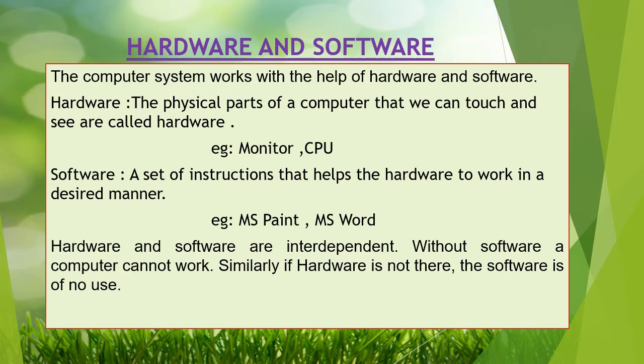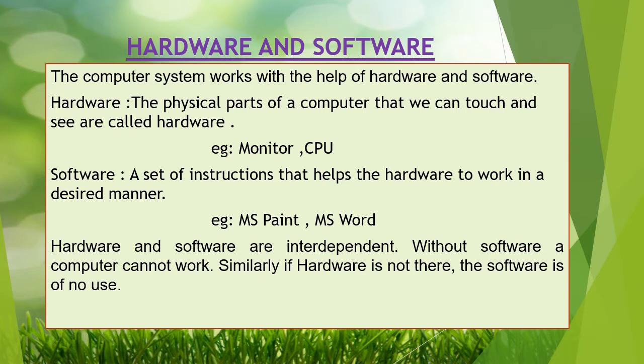Next, we have to study what is hardware and software. You know that a computer system works with the help of hardware and software. So what's the definition of hardware? The physical parts of a computer that we can touch and see are called hardware. Example: monitor, CPU, speaker, etc. Software is a set of instructions that helps the hardware to work in a desired manner. Example: MS Paint, Word, PowerPoint, etc.